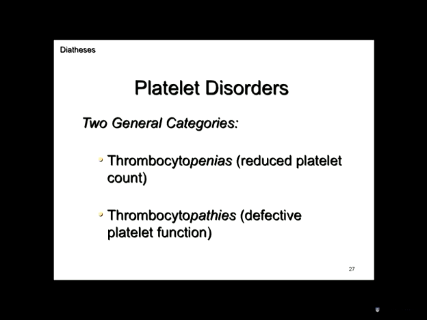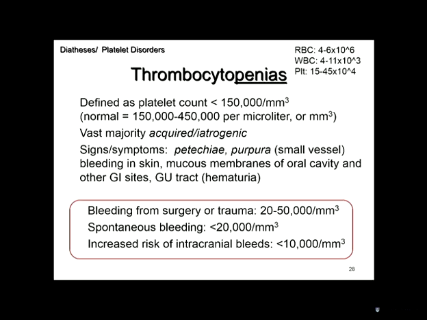But you can also have problems even if there are normal numbers. You can have very bad platelets that don't work well. They don't stick together, they don't activate well. There's all sorts of problems that can happen. And those are called thrombocytopathies. So pathy, meaning defective platelet function. Whereas decreased numbers are penias, thrombocytopenia, okay, reduced platelet number. Okay, so both of those can lead to very similar looking clinical manifestations, whether it's the numbers or the abnormal function.